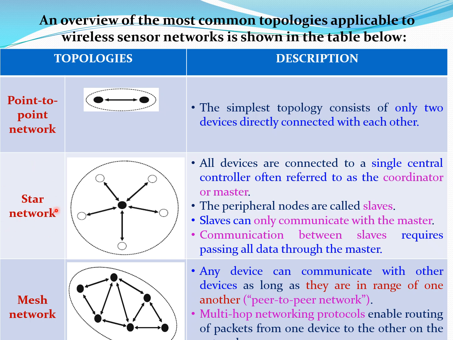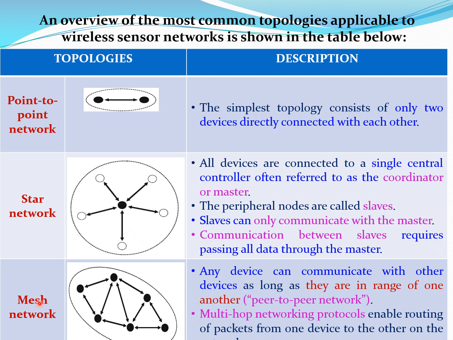Now next comes what is called as the star topology or the star network. In the case of a star network, there is a central controller called as the coordinator or the master. The peripheral nodes are called as slaves. All the slaves can only communicate with the master. Communication between the slaves requires passing all the data through the master.